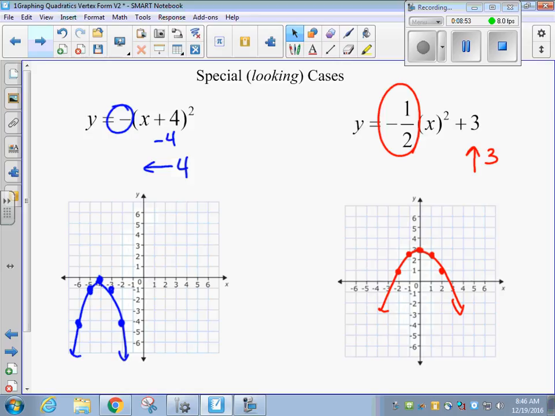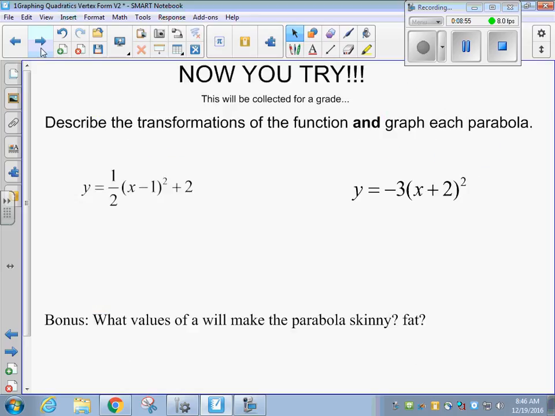All right, your turn. There are two graphs here. We want you to graph each parabola using both the transformations horizontally, vertically, and that A value, which makes it fat or skinny. Answer the bonus question at the bottom for extra credit. Good luck.